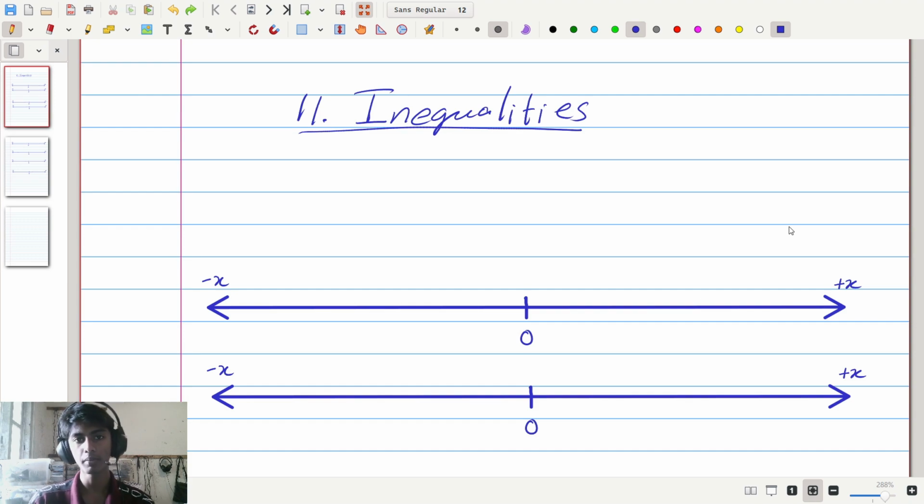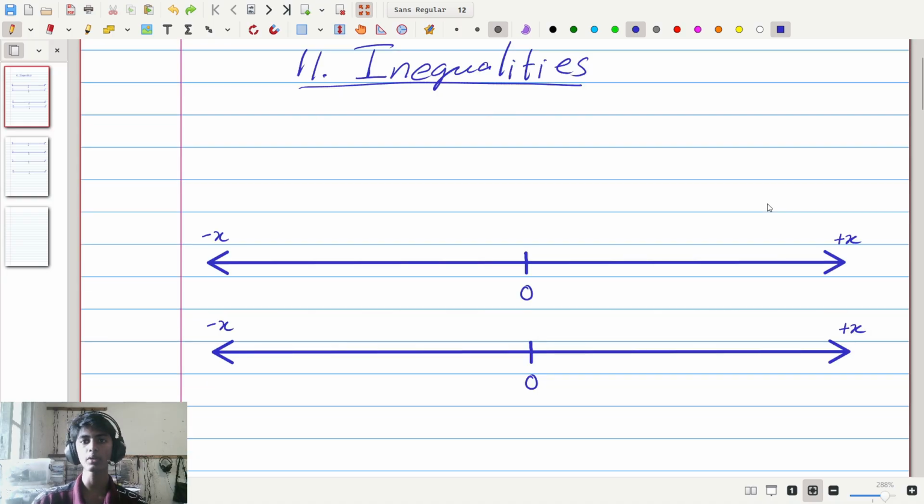Hello and welcome to lesson number 11, Inequalities. Before we start on what inequalities are, let's first explore what equalities are.